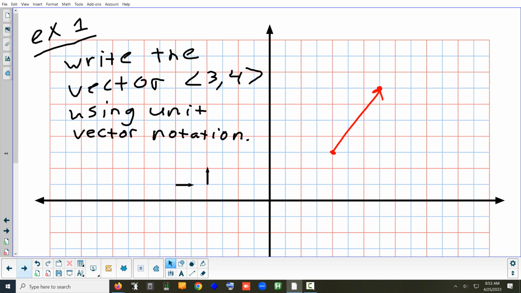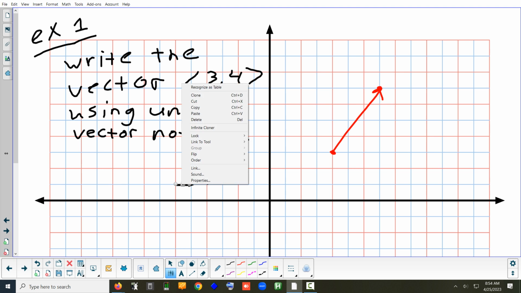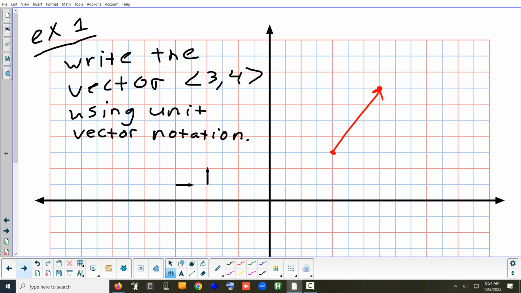Now, how can I build that with I's and J's? Yeah, 3 I's, 4 J's. So what I'm going to do is stack the I's and J's together until I get from where I started to where I stopped. First I need to move right 3. So this is I, this is J. I'm going to stack 3 of the I's together first. So there's an I, there's an I, and there's an I. How many I's did I just use? Yeah, 3.